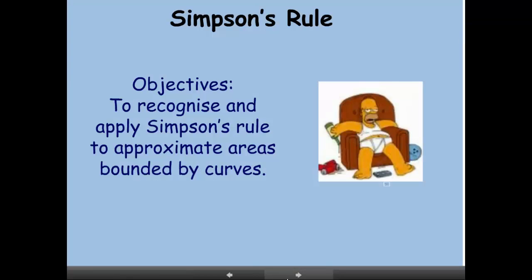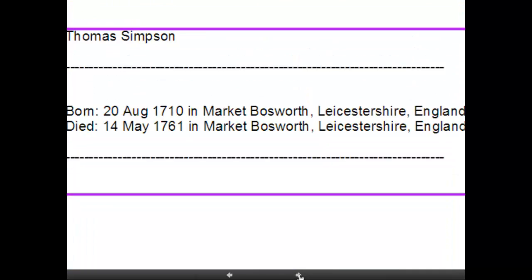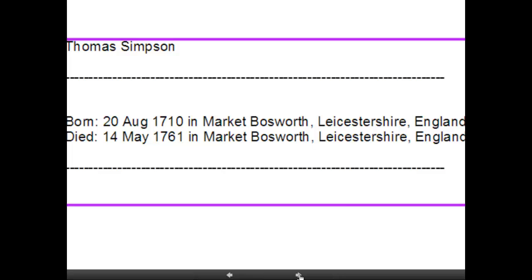Following on from the lesson on the mid-ordinate rule, we're now going to look at another method of numerical integration, Simpson's Rule. This method can be very accurate and is in fact the method that the calculator's approximations of definite integrals is based upon. It's named after Thomas Simpson, a mathematician from Leicestershire, who came up with this rule in the 18th century.